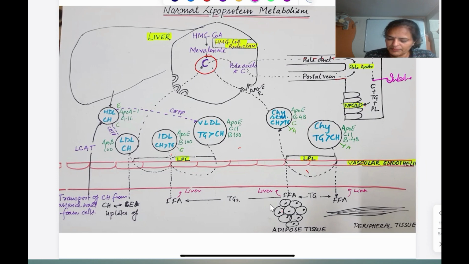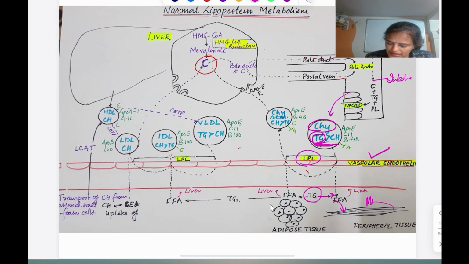This dietary lipid from the intestine comes into the circulation through the thoracic duct. It is absorbed in the form of chylomicron, where the triglyceride content is more as compared to the cholesterol. Now this triglyceride undergoes hydrolysis by lipoprotein lipase, which is an enzyme present in the vascular endothelium. After the hydrolysis of triglyceride, what will happen? Not the cholesterol, only the triglyceride will be converted into free fatty acid, and this free fatty acid will be utilized by the muscle.